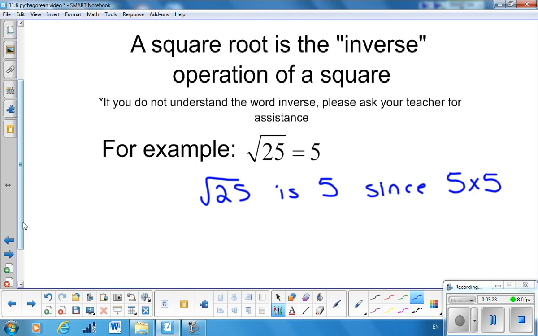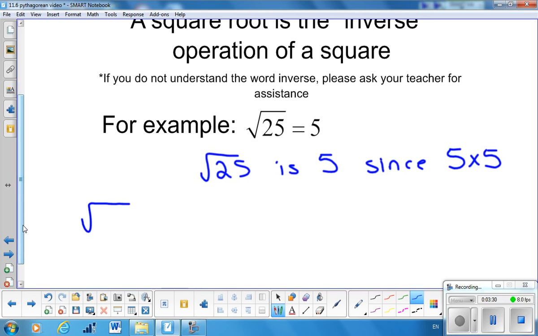Let's try another one. The square root of 4 is equal to 2 because 2 times 2 is 4. The square root of 16 is 4 because 4 times 4 is 16.